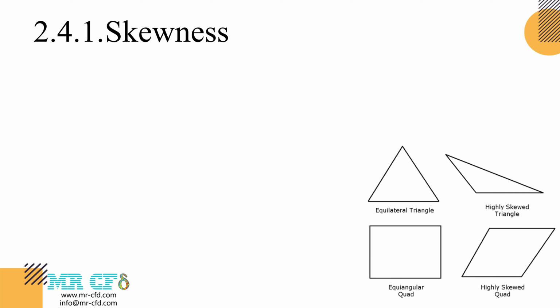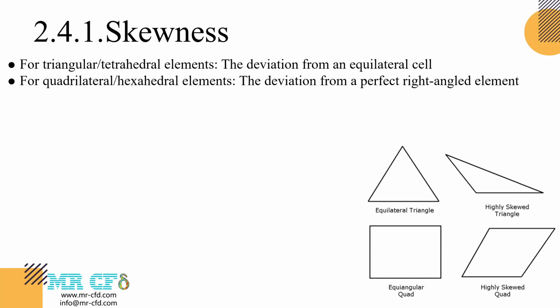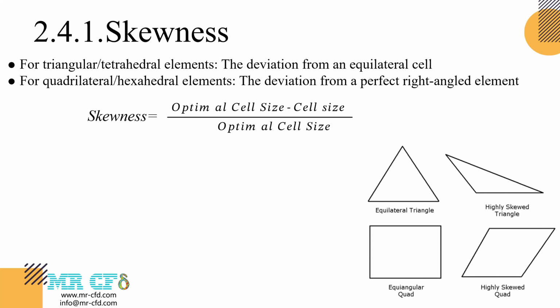Skewness essentially measures how close a mesh element is to its ideal shape. For triangular or tetrahedral elements, skewness quantifies how much the element deviates from a perfect equilateral shape, where all sides and angles are equal. For quadrilateral or hexahedral elements, it measures the deviation from a perfect right-angled element. Mathematically, we define skewness using this formula, where we take the difference between the optimal cell size and the actual cell size, then divide by the optimal cell size. This gives us a value between 0 and 1.